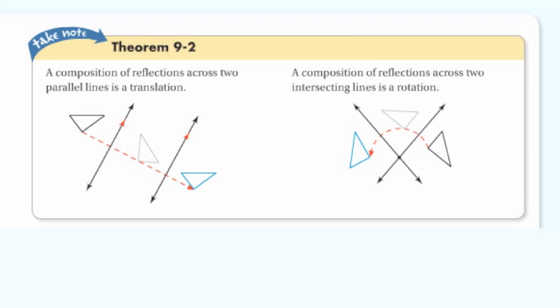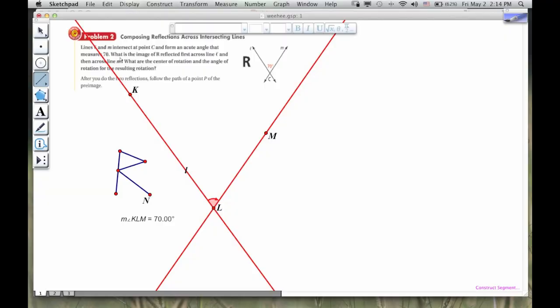Theorem 9-2 is the converse of Theorem 9-1, which says a composition of reflections across two parallel lines is a translation, and a composition of reflections across two intersecting lines is a rotation. And problem 2: line L and line M intersect at point C to form an acute angle that measures 70. What is the image of R reflected first across line L and then across line M? What are the center of rotation and the angle of rotation for the resulting rotation?